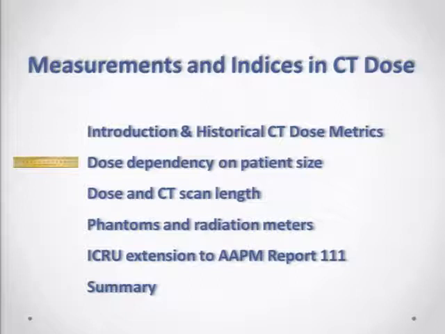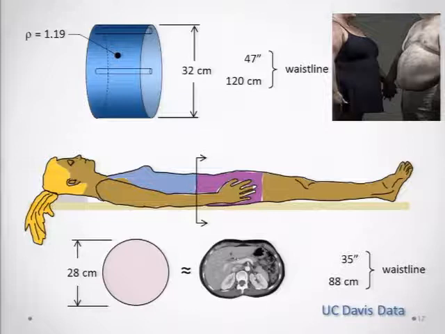With respect to patient size, a 32 centimeter diameter patient with a density of 1.19 really makes it a very large person indeed, someone with a 47 inch waistline or 120 centimeters, a pretty big person, probably on the order of 300 pounds. At UC Davis, I did a study of 68 adult patients at my institution a while ago, and the average patient at L5 or so was on the order of 35 centimeters in diameter, 88 centimeters circumference. So clearly the phantom is much larger than the average adult patient.